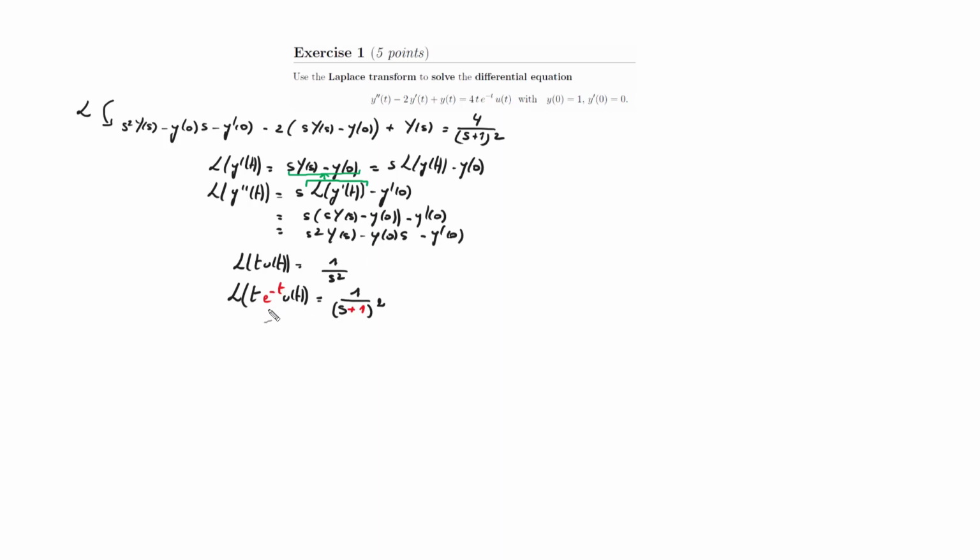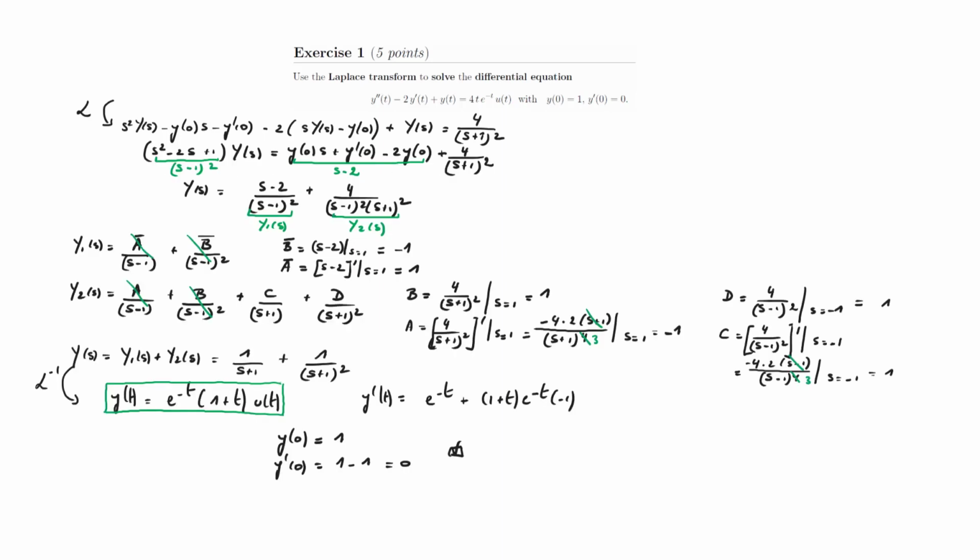But you know that if you damp or you multiply by an exponential in the time domain, well, then you have to shift in the frequency domain. So you know that the Laplace transform of this signal over here is 1 over (s plus 1) squared. Let us now continue by regrouping all terms involving Y of s on one side. So we have s squared over here, minus 2s over here, and 1 over here.